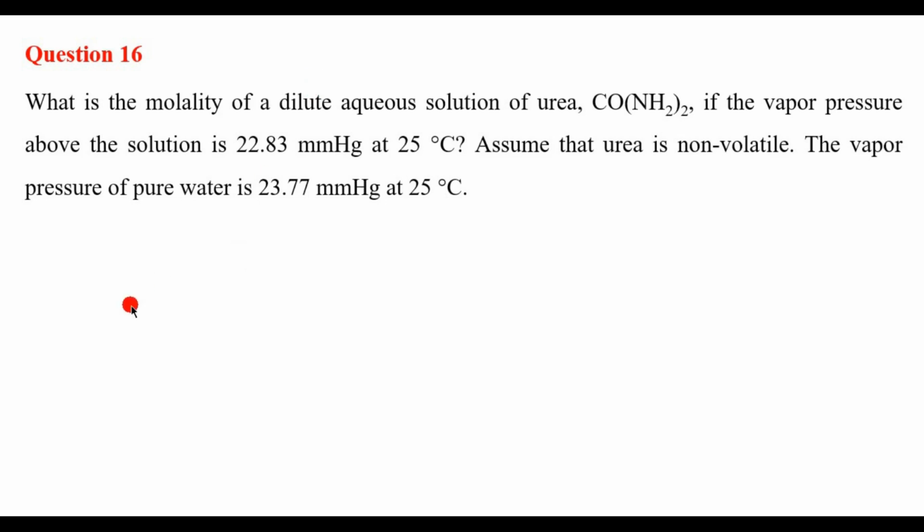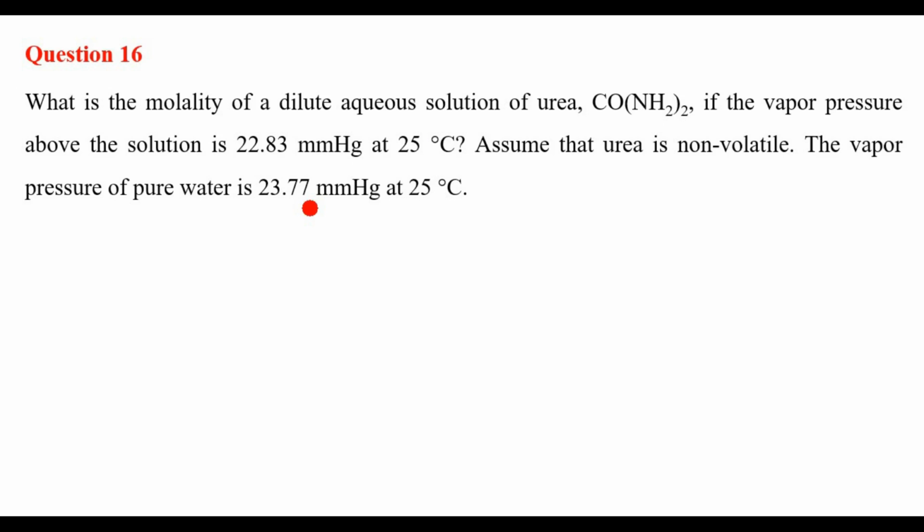Question 16 is saying, what is the molarity of a dilute aqueous solution of urea? We have urea. The vapor pressure above the solution is 22.83 millimeter mercury, so the vapor pressure of the solution was given. We also have the temperature as 25 degrees Celsius. Assume that the urea is non-volatile, then the vapor pressure of pure water is 23.77 millimeter mercury at 25 degrees Celsius. So we have the vapor pressure of the pure solvent, and also the vapor pressure of the solution. Now they are asking what is the molarity of the solution.